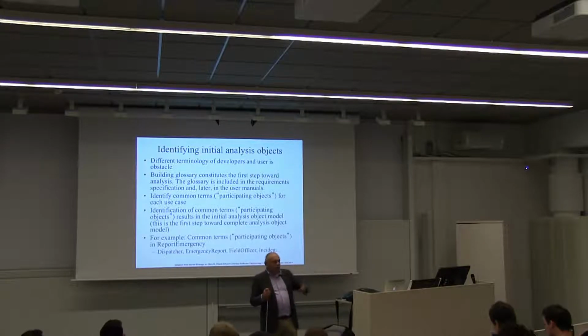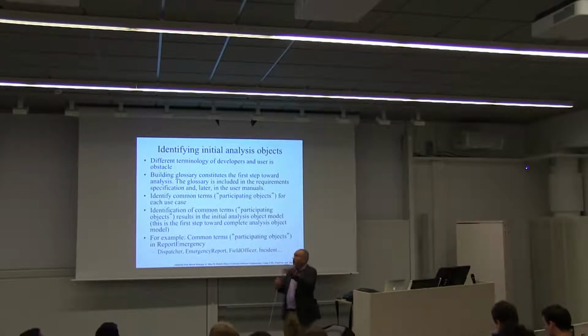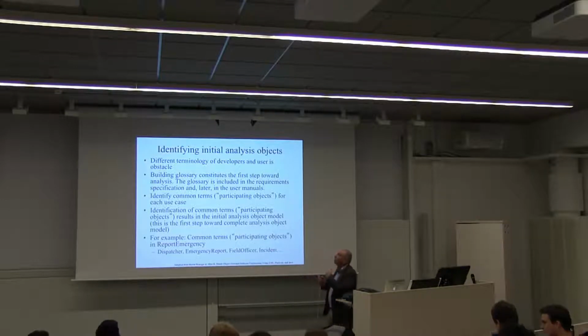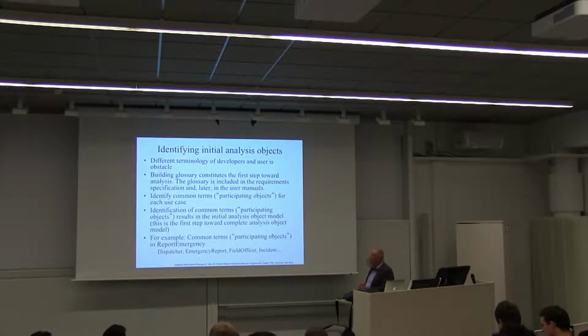And reading this text may be a bit problematic. We will see a method for identification of classes just after finishing this lecture. Next part will be... But in requirement elicitation, there is some possibility to help find these objects, and it's called initial analysis objects.